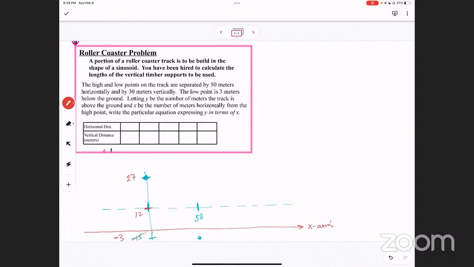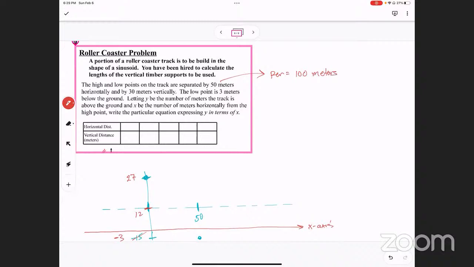So this is just half of your period, right? So what's your full period? It says the high and low points are separated by 50 meters horizontally. So that means that's half of your period. So this means that your period equals 100 meters. Follow that? See how I came up with that?